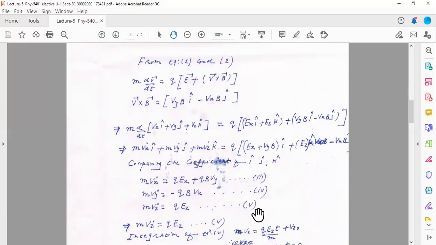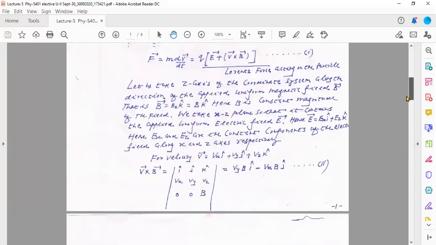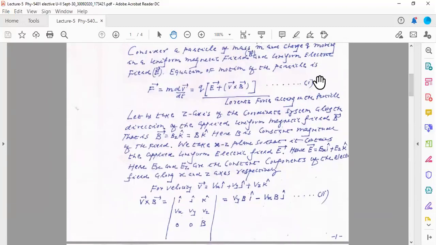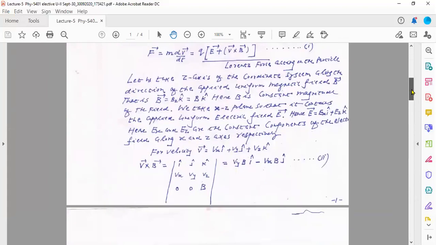So please remember, we have equation number 3, equation number 4, equation number 5. Please look at equation number 1 once again. This equation of motion indicates the contribution of the Lorentz force. Equation number 2 indicates the vector product of V cross B.